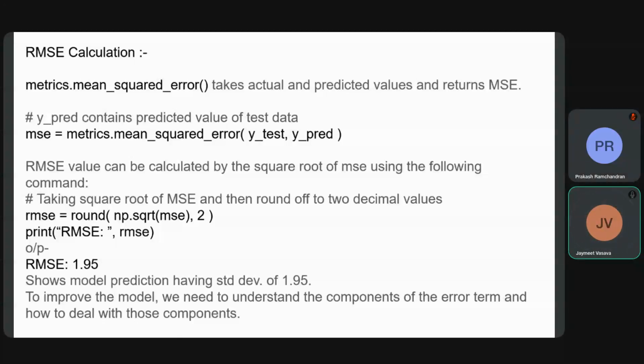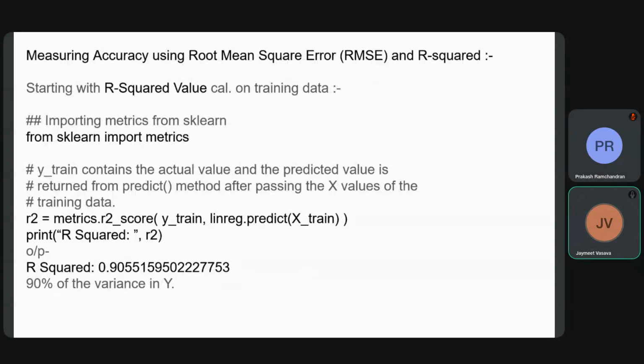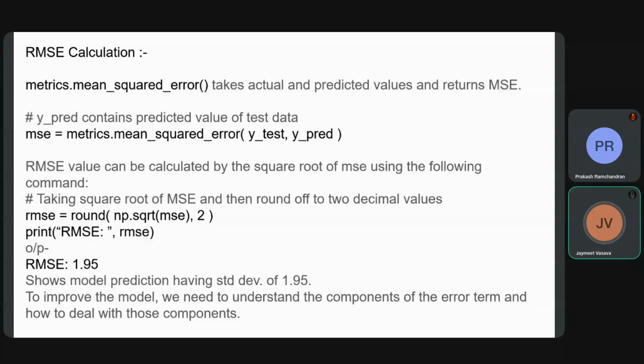Next is the mean squared error or root mean squared error. There were two metrics that we were going to use. One was the R squared value and the other the root mean squared error. The mean squared error is also present in the metrics package of the library.